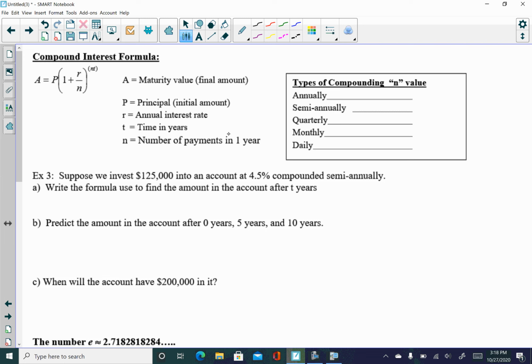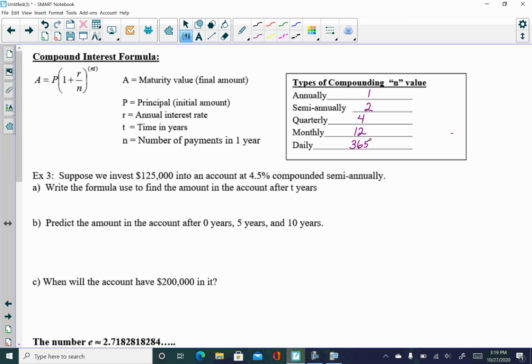So over in the box on the right, these are common amounts of times that you could be compounded. So if you're compounded annually, then you only get 1 payout a year. Semi-annually, 2 payouts a year. Think about it, if a store has a semi-annual sale, they have it twice a year. Okay. If something happens quarterly, then it happens 4 times a year. Monthly, 12 times a year, and daily, 365.